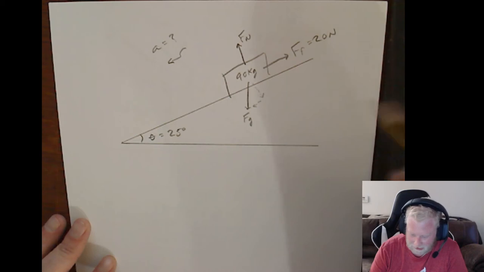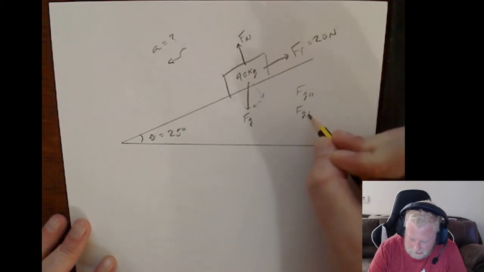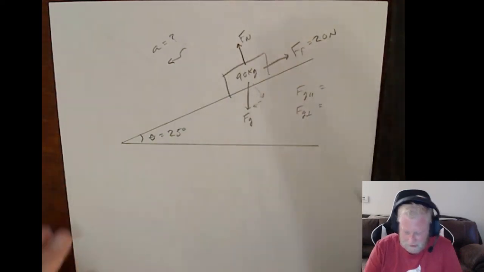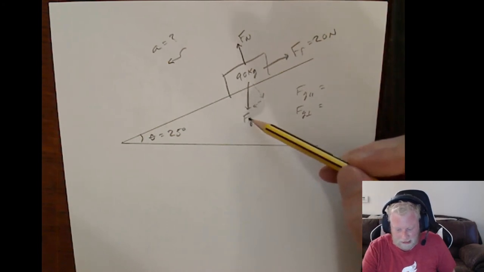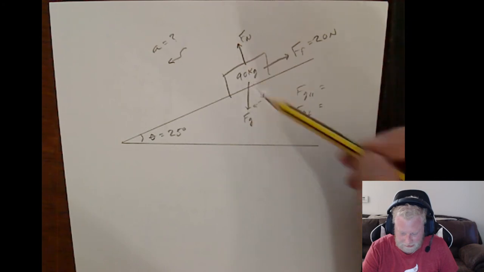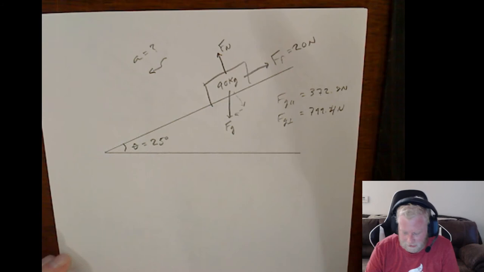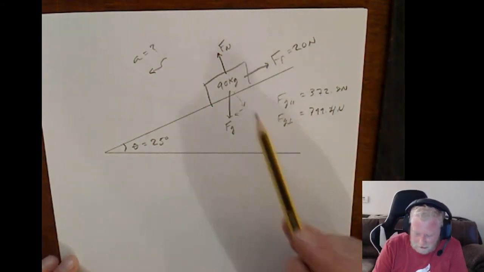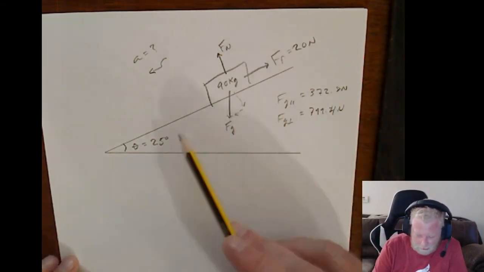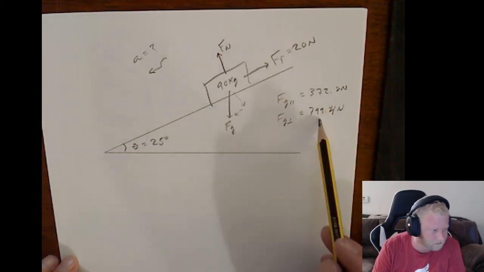So, a good place to start is always finding what your FG parallel and what your FG perpendicular are. So again, FG parallel is force of gravity times the sine of theta, and perpendicular is FG times the cosine of theta. And so we get that FG parallel, your parallel component of the gravitational force, the one that runs downhill, is 372.8 newtons, and FG perpendicular is 799.4 newtons.